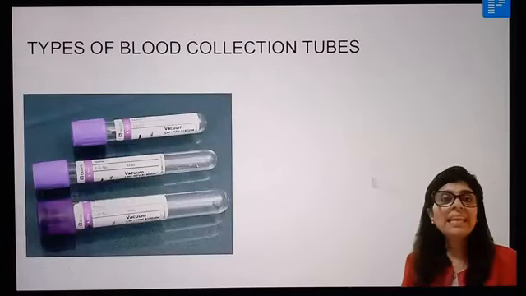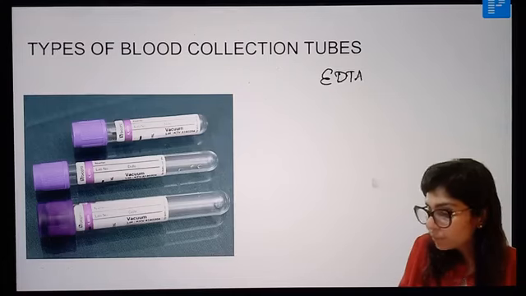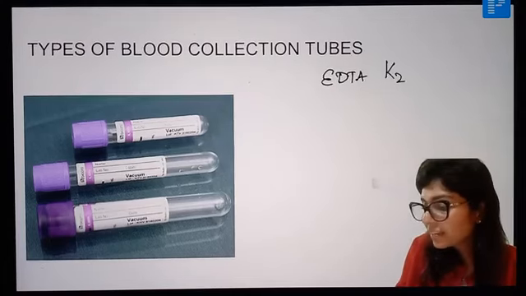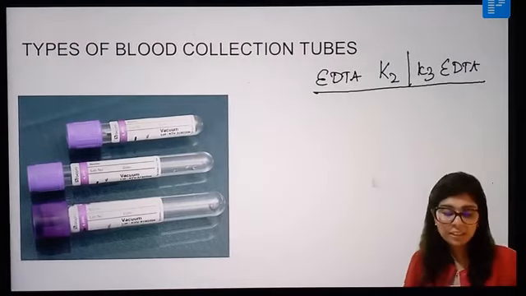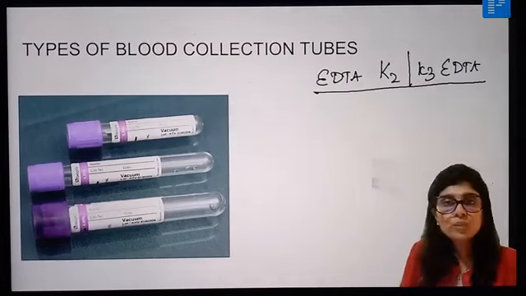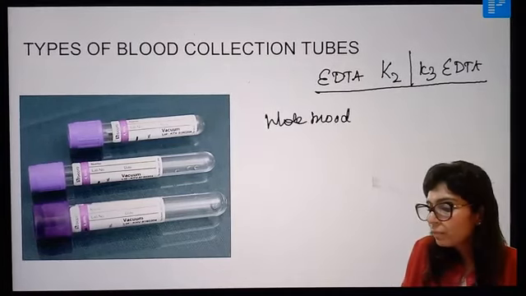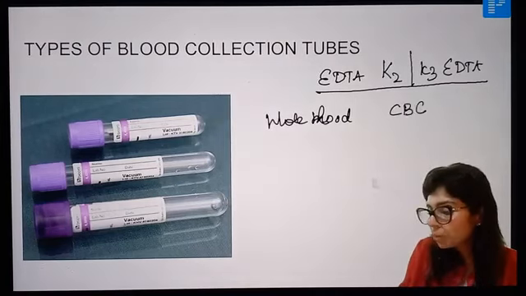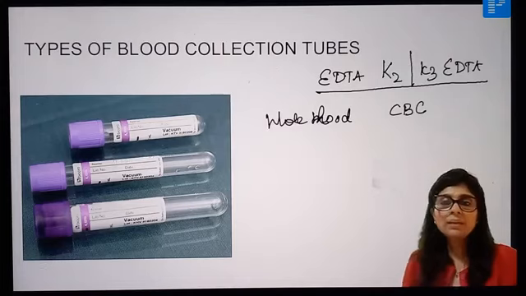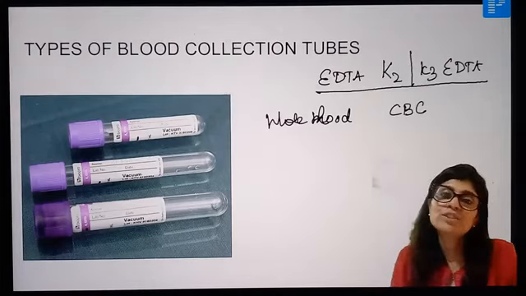The next one is lavender top tube. Okay, and this is an EDTA tube. It has either K2 EDTA or K3 EDTA. Do you understand this? It's either K2 or K3 EDTA tubes. And when will you use this? Whenever you need a whole blood sample. When will you need a whole blood sample? Whenever you have to estimate complete blood count. What do you mean by complete blood count? You have to estimate RBC count, WBC count, and then differential count.